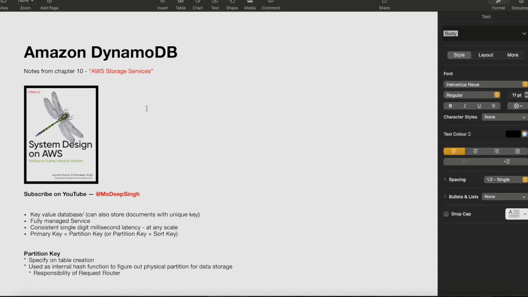So what we are talking about today is Amazon DynamoDB.